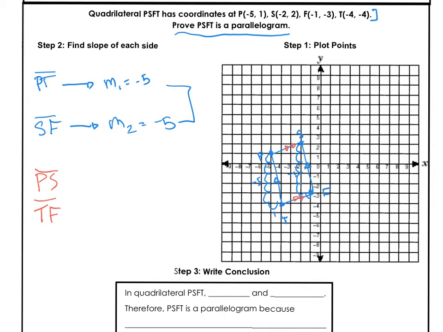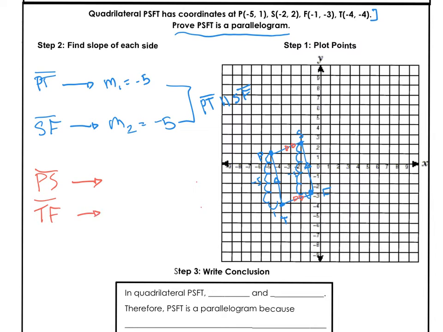So the way I'm writing, I'd like you to write too: PT is parallel to SF. Okay, that's our first thing that we proved. We showed that the slopes are the same. Now to prove that PS is parallel to TF, once again, we're just going to find these slopes.